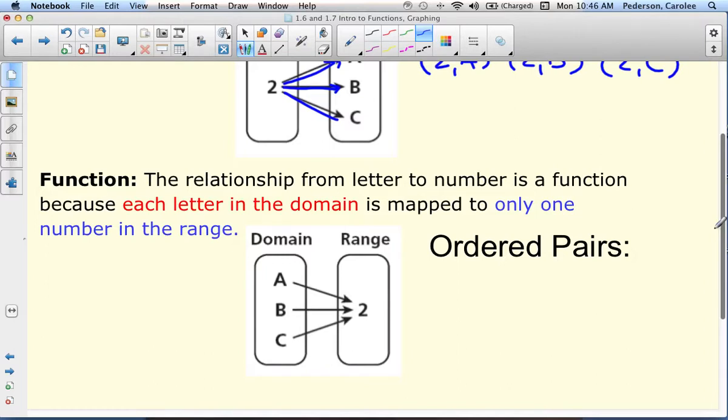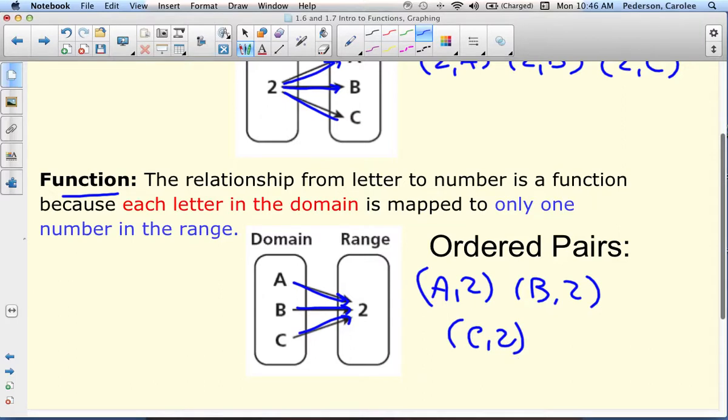This second example is a function. The reason why is we can write it as ordered pair A, comma 2, B, comma 2, and C, comma 2. Notice here that each letter in the domain is mapped to only one number in the range.